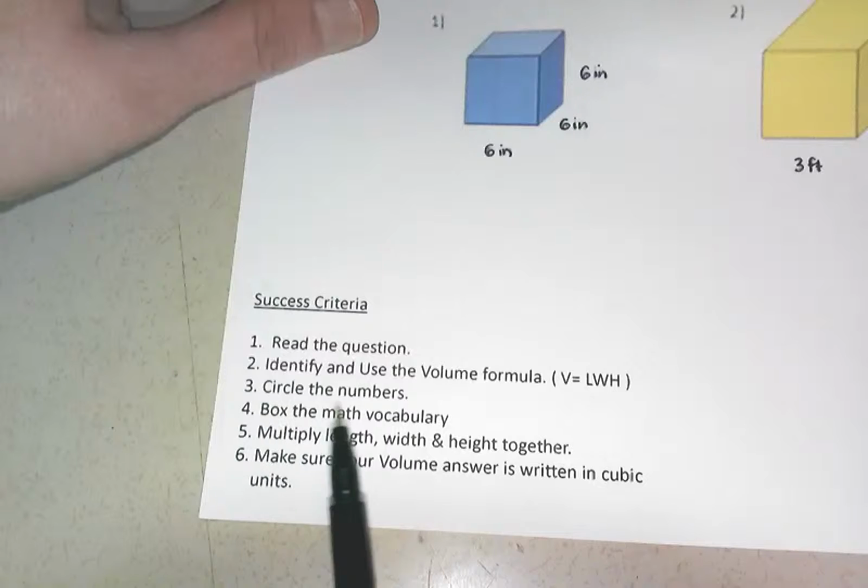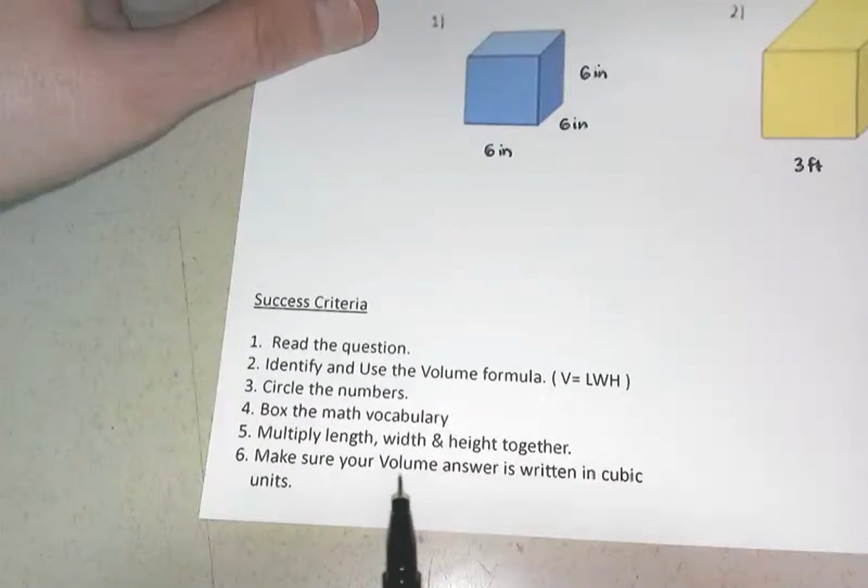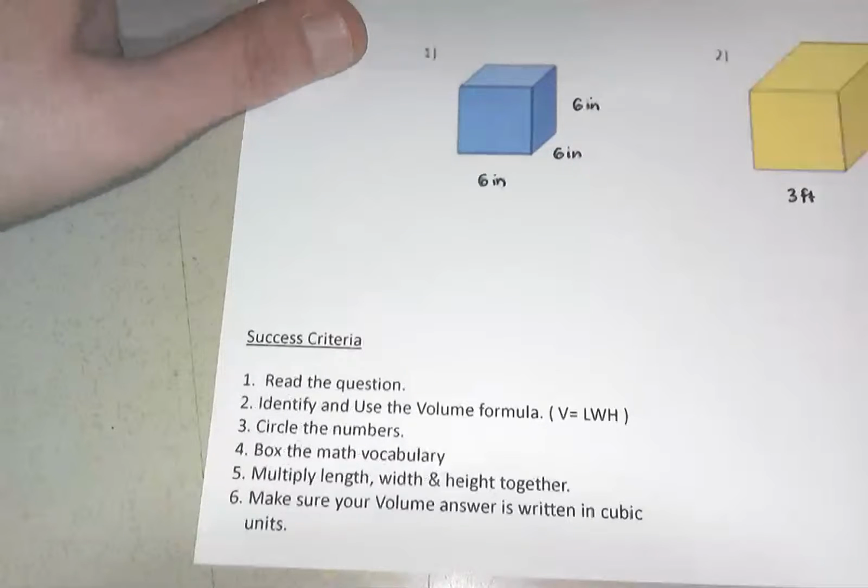We're going to circle the numbers. We're going to box in the math vocabulary. We're going to multiply the length, the width, and the height together. And we're going to make sure your volume answer is written in cubic units. So let's get started.